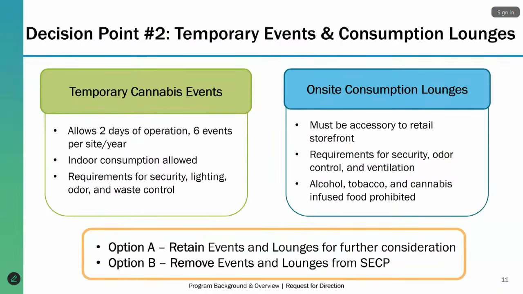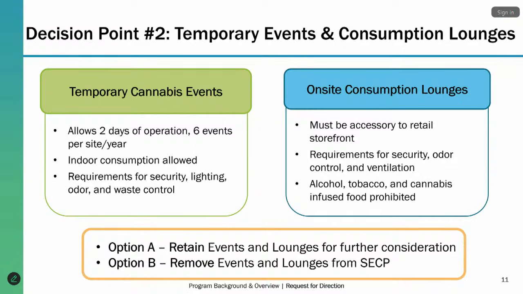Moving to decision point 2, staff are seeking direction from the board on whether to retain or remove on-site consumption lounges and temporary cannabis events from the draft socially equitable cannabis program. During outreach, staff heard significant opposition from community groups to these uses. Concerns included impaired driving, odors, traffic, secondhand smoke, impacts on law enforcement resources, and challenges related to access control.